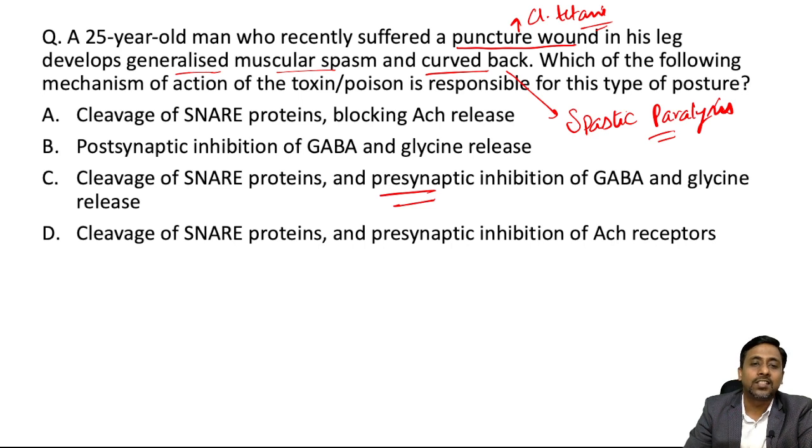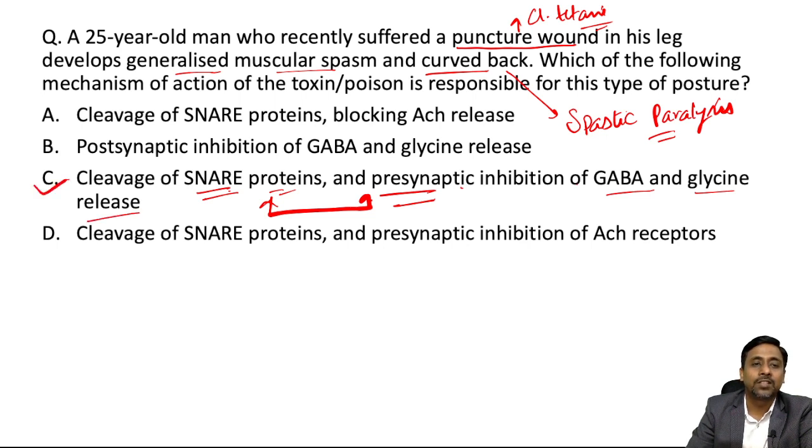What I told you is that this SNARE protein leads to fusion of the neurotransmitter containing vesicle with the presynaptic membrane. So both the botulinum toxin and this tetanus toxin will act on the presynaptic terminal because of this reason only. So this cleavage of SNARE protein and presynaptic inhibition of glycine and GABA release leads to spastic paralysis. So this is the correct answer.